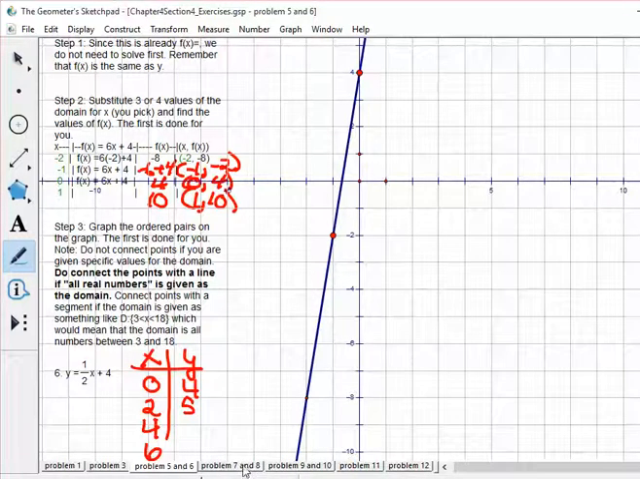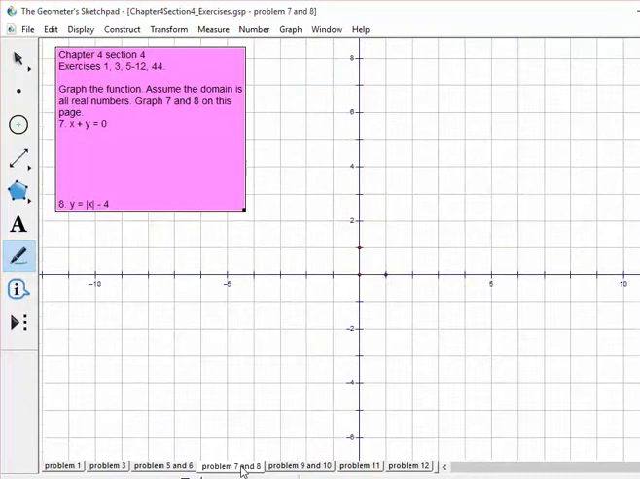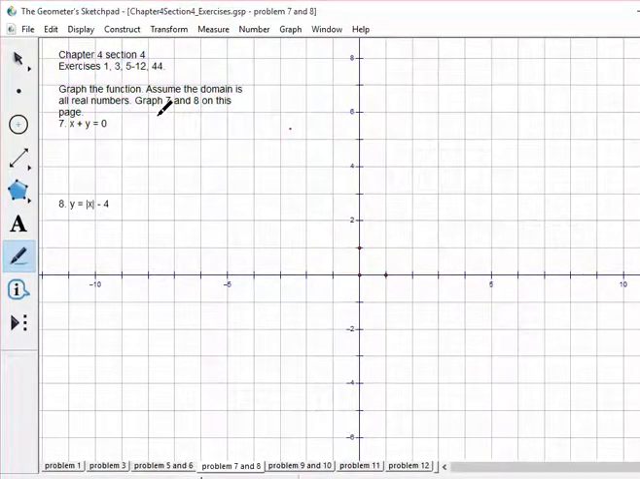Let's just look ahead and see if there's anything different. Number 7, graph the function, assume the domain is all real numbers, graph 7 and 8. Okay, so 7 is no different, except that you have to solve for y first. So you'll subtract x from both sides and get y equals negative x. So when you pick your values for x, you have to take the opposite of them to get the y values. It's going to end up looking like a nice diagonal line going right through here. Like when x is 1, y will be negative 1. When x is 2, y will be negative 2.